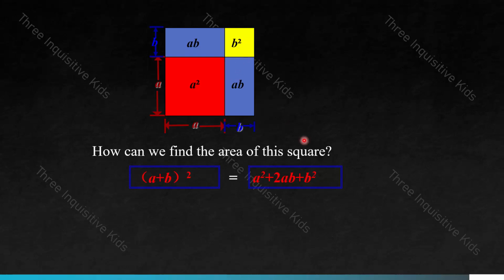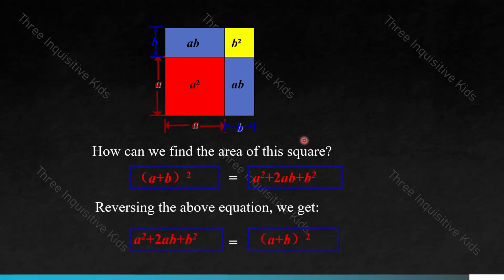Since they are describing the area of the same square, these two expressions are equivalent. Reversing the above equation, we have a squared plus 2ab plus b squared is equal to a plus b squared. The equation works either way, and it's very important to be able to spot an expression in the form of a plus b squared and convert it into a squared plus 2ab plus b squared and vice versa.